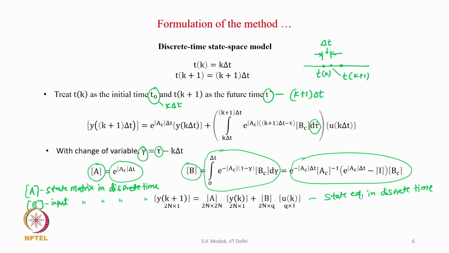Similarly, we can now write the output equation. The output equation is given by z k is equal to c into y k. Once the state vector is known at a discrete time, we can obtain the corresponding output vector at that discrete time. These two equations together form the state space model of the system. So this is the output equation in discrete time.